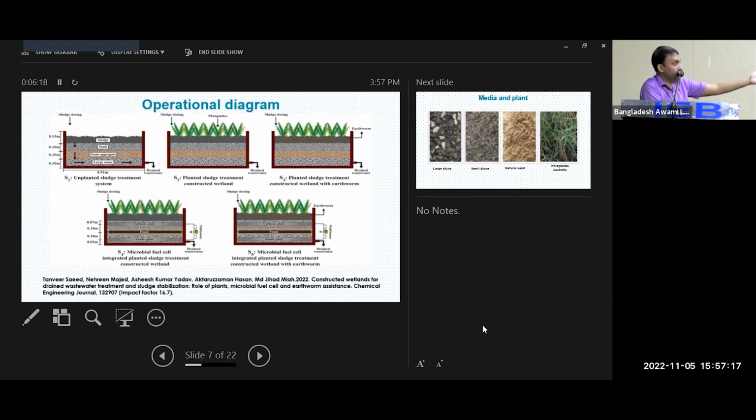These are our setups. Number one setup is unplanted. Number two, we have planted. And number three, we have planted and also we have earthworm. Earthworm means kecho. I will tell you why we need kecho. And number four is electrode integrated wetland. And number five is the same, but here we are introducing earthworm. So we are actually examining different combinations to find out which system works best.